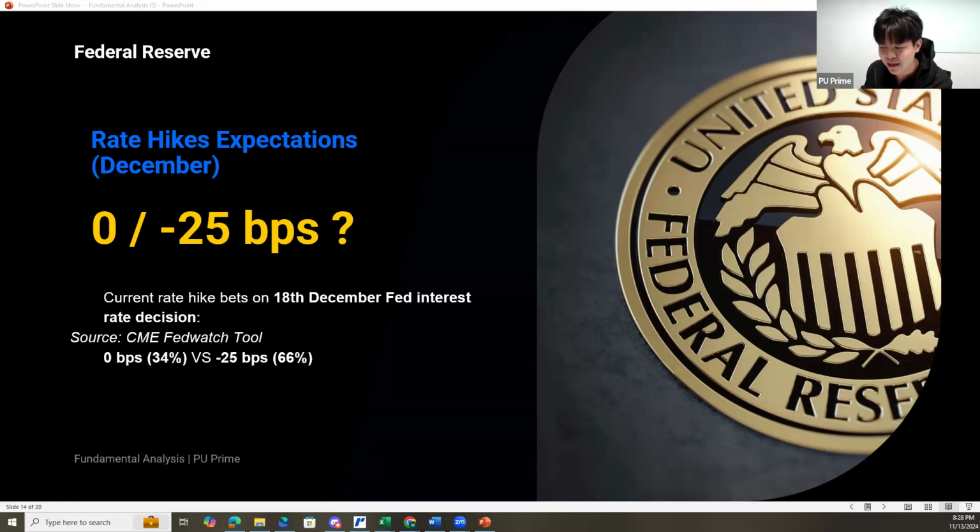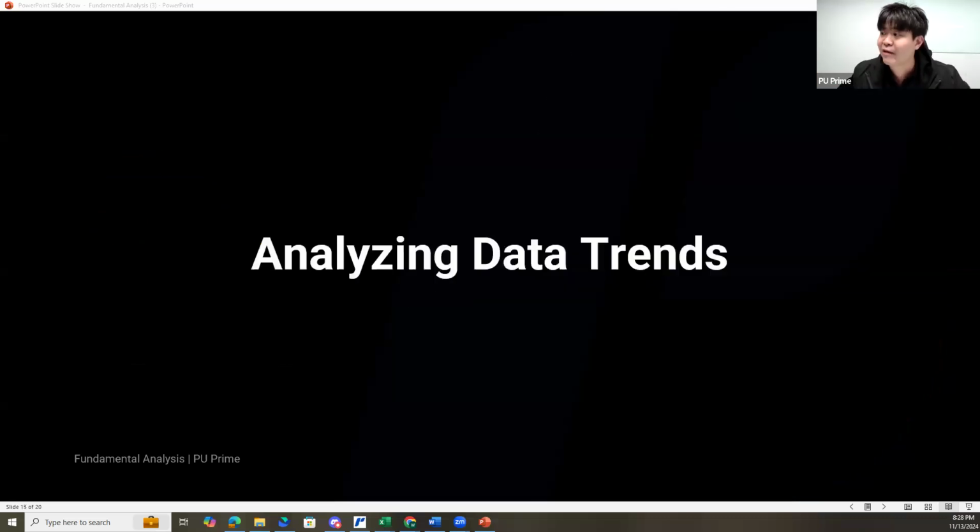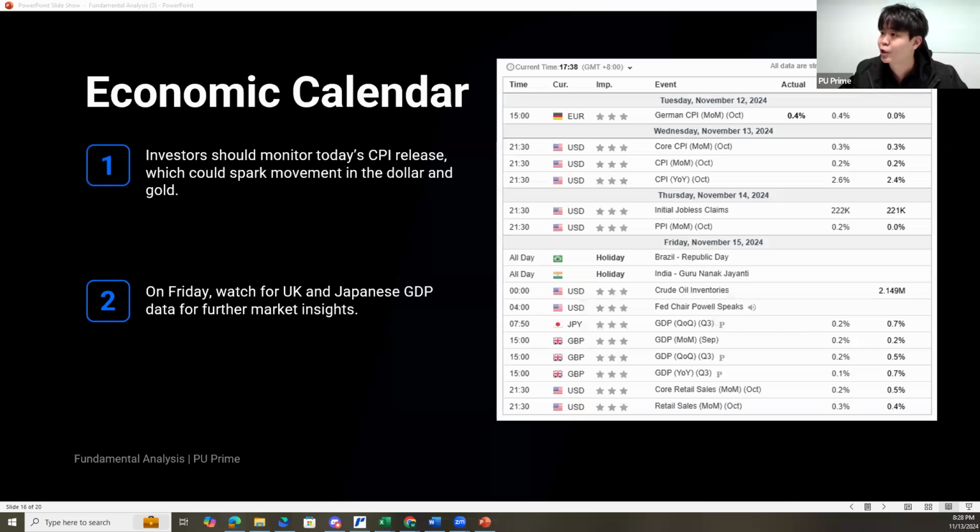Even if previously they expected the Fed to cut interest rates aggressively, but until recently they expect the Fed will only cut interest rates just a little bit, it's actually going to benefit the US dollar. So this is one of the reasons why CME FedWatch is very important for us to monitor. And normally, this is affected by the economic data, as well as the Federal Reserve members' statements. So now we are going to analyze some of the data trends.